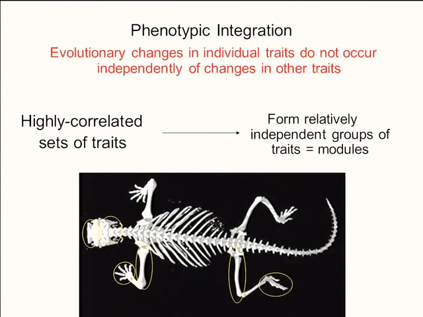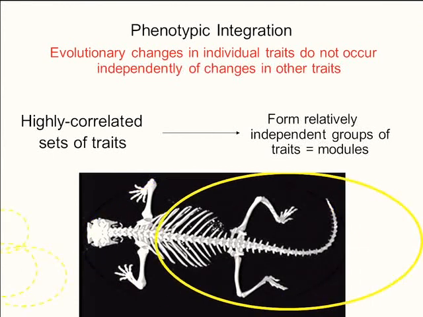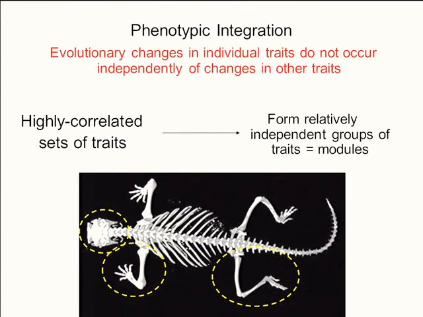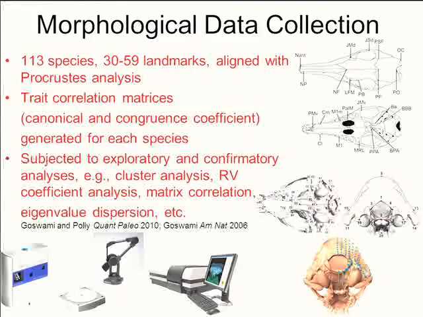So this is just a little schematic. You can see that we can either treat morphologies as completely independent of each other. We can test to see if they are actually highly integrated, but we usually find something in between where we have these modules. And what I'm going to talk about today is actually not how we identify these or what they represent, but why we should even care about them. And the reason I think we should care is because trait covariances have been hypothesized very often to be a primary influence on morphological variation and individual character evolution.